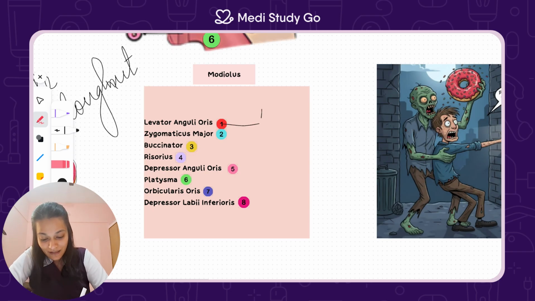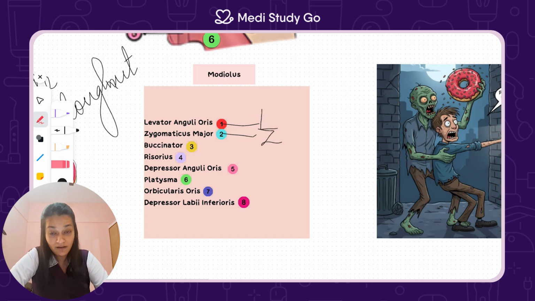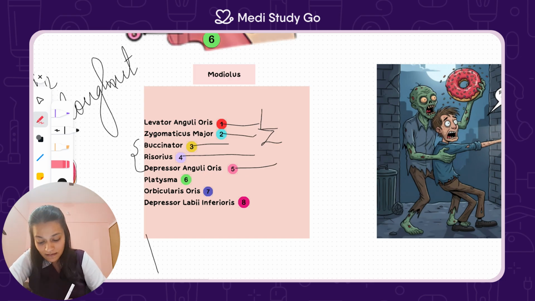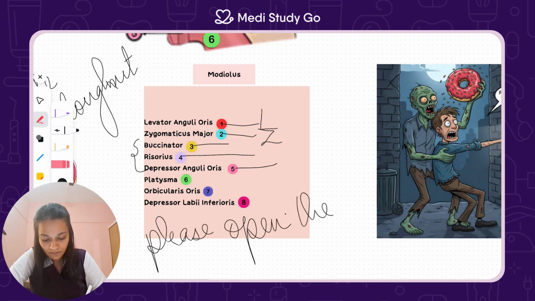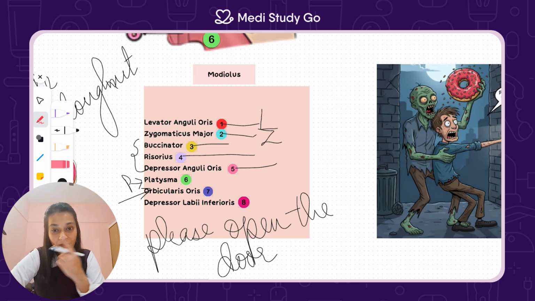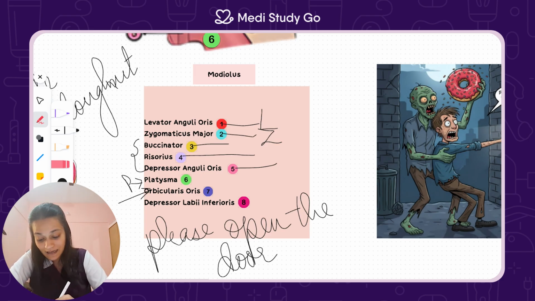Lazy is levator anguli oris. Zombie is zygomaticus major. Stop to bite a red donut: biting is buccinator, red is risorius, donut is depressor anguli oris. And the man was banging the door. What was he saying? Please open the door. So this, please being platysma, open orbicularis oris, open orbicularis oris, and door being depressor labii inferioris.